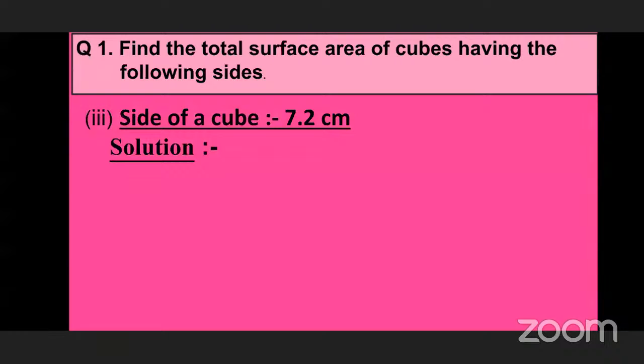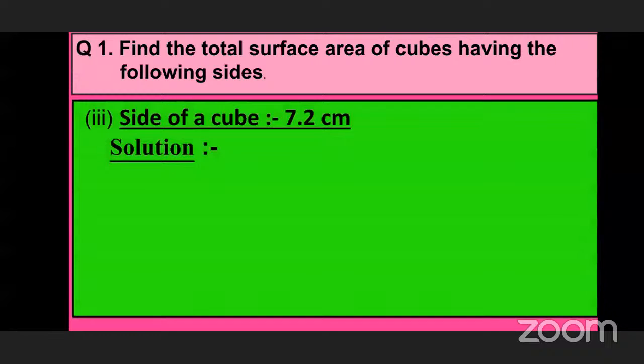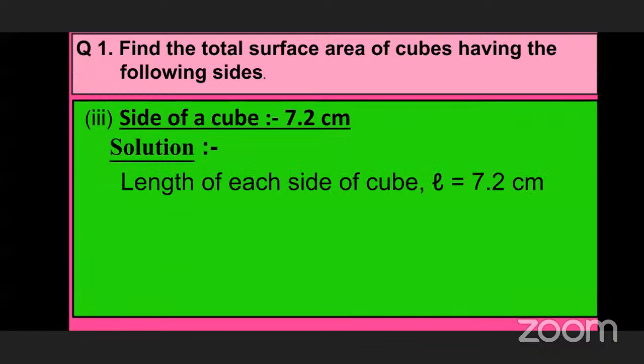So can you read the question? Read the side given in the question. What is the side given? 7.2 centimeter. Yes, the side of a cube is 7.2 centimeter. And we have to find out the total surface area of the cube.